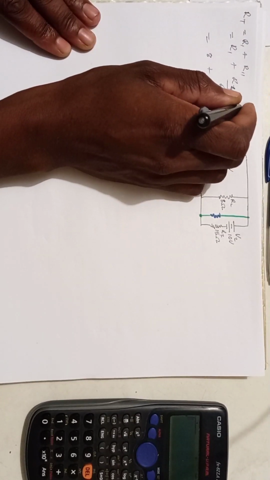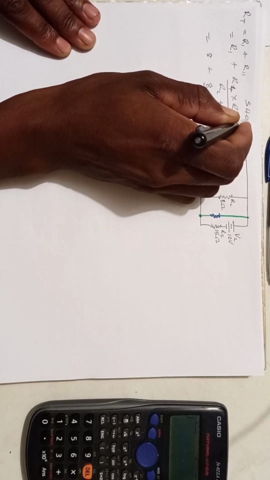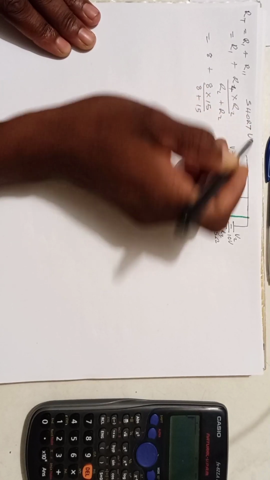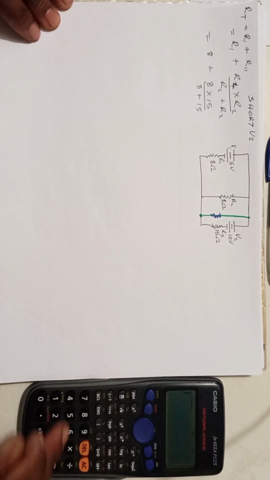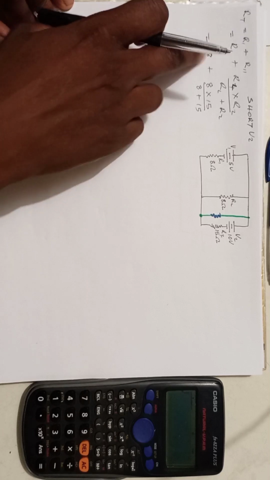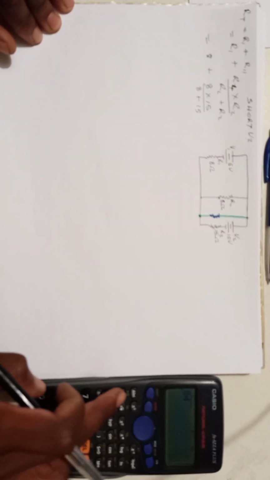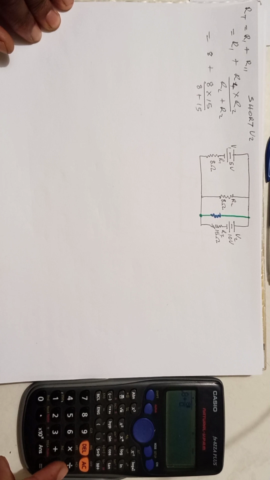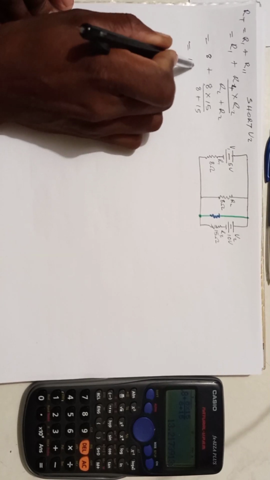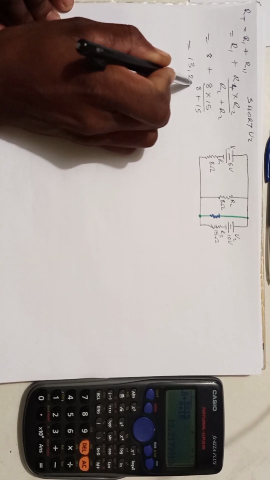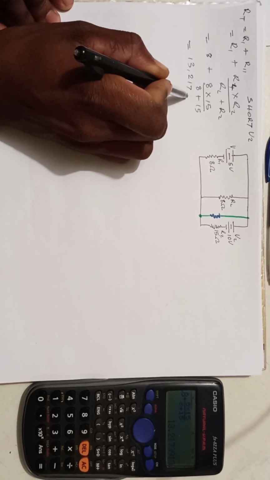So what we should have written there, we have short V2. Let's write this here. We say plus, then we'll say 8 times 15 divided by 8 plus 15. Our total resistance is 13,217 ohms.